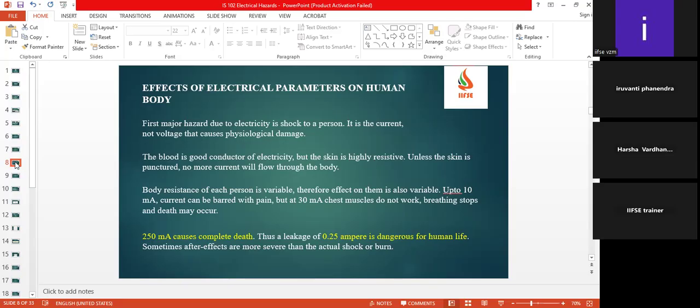But sometimes the voltage also matters, because it is a driving force. If the voltage is less, the current passing will be lesser. When we say high voltage, the amount of current it carries is higher. So basically, it works on the potential difference between the two ends, the voltage. Even blood is a good conductor of electricity, but the skin is highly resistive. So why is blood a good conductor?